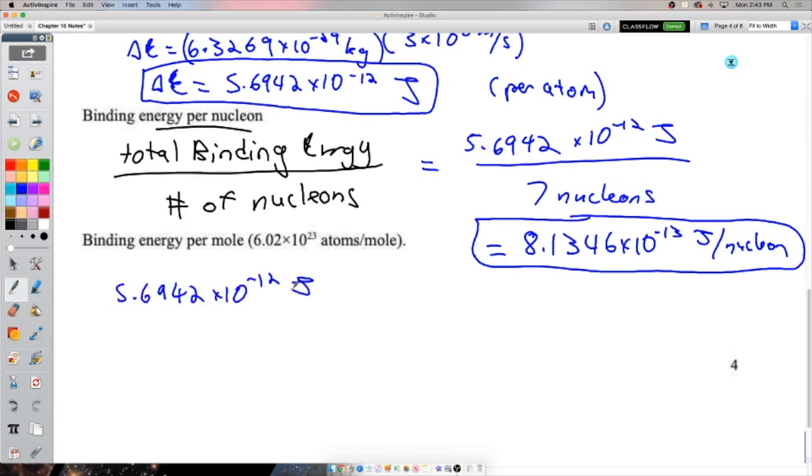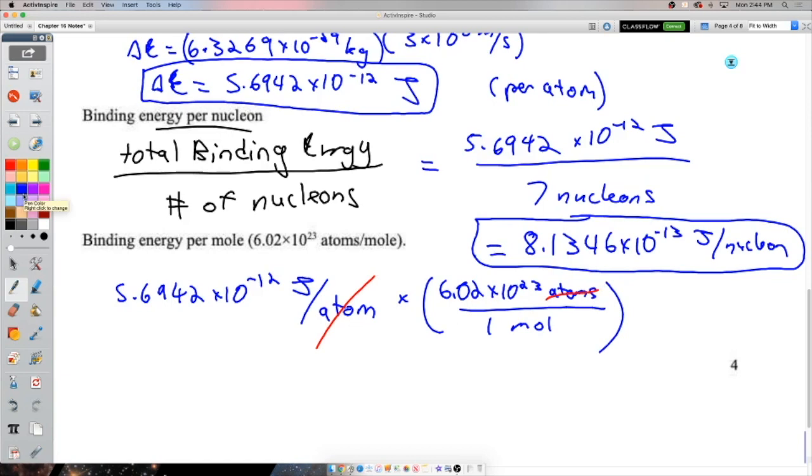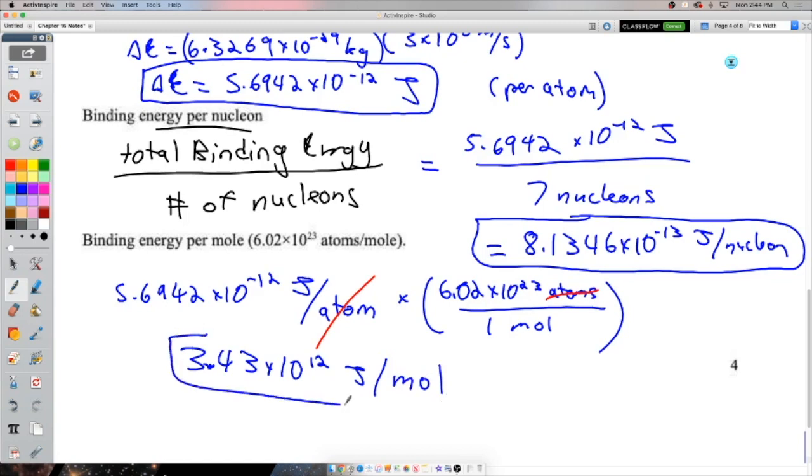So if we have that many per atom, well, now we just need to multiply it by the number of atoms in a mole. We get that. And now we're going to have to use 3 sig digs because this has 3 sig digs. So I got, for just 1 mole, you're looking at 3.43 times 10 to the power of 12 joules. 3.5 trillion joules of energy in just 1 mole. Okay, so this is approaching atomic bomb levels of energy.